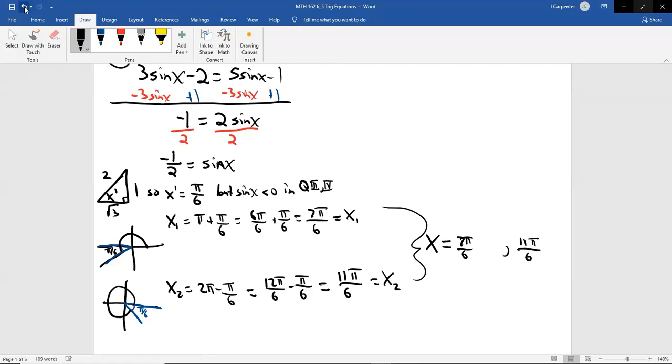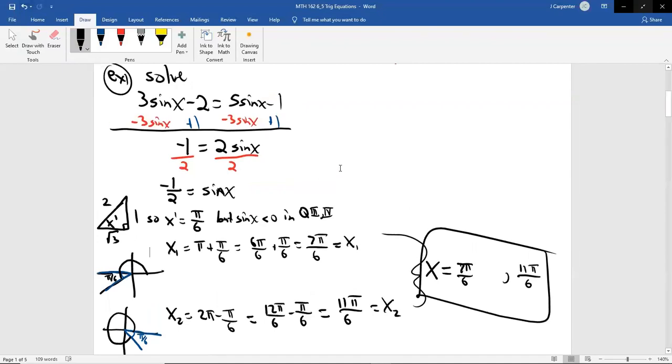Leaving some space for a reason, but if I just do this, guess what? It's wrong. Let me put the whole problem up here. I said solve. I did not give any restrictions. Sorry, my nose is stuffed up. With no restrictions, you've only given me 2 answers. And this is, what is that? 210 degrees and 330 degrees. But there's no restrictions. X can be any value.